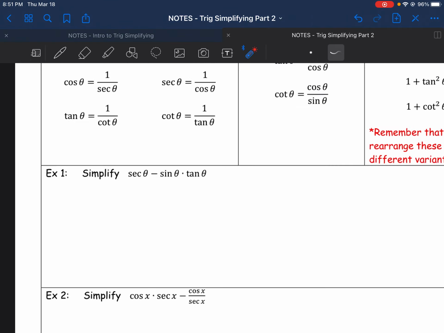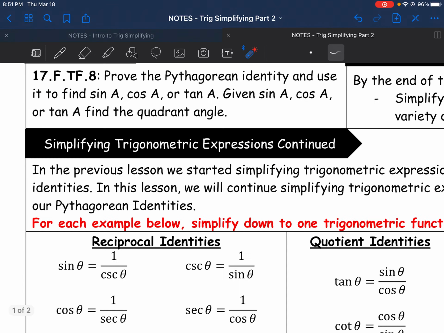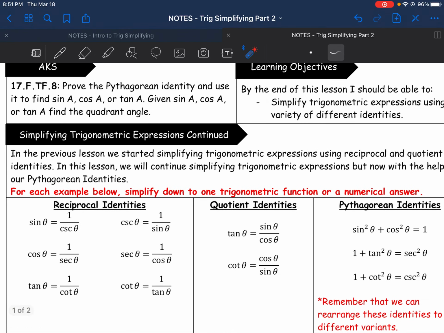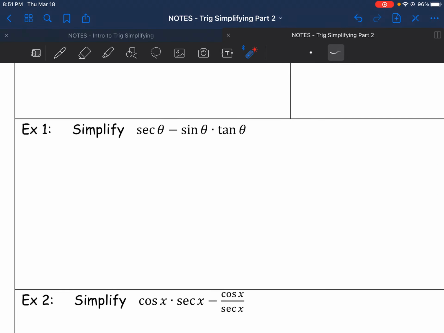Let's start with us trying to simplify secant theta minus sine theta times tangent theta. And remember, our goal is we want to simplify these down to either one trigonometric function or a numerical answer, which means a constant. So we're starting with secant theta minus sine theta times tangent theta.